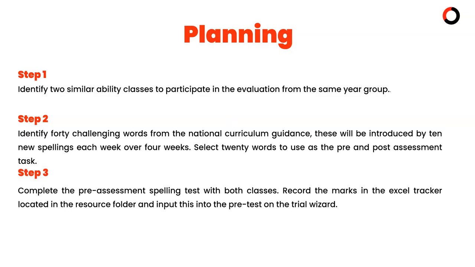Step 3. Complete the pre-assessment spelling test with both classes. Record the marks in the Excel tracker and then input these into the pre-test on the trial wizard. As you're using class level data, it's always best to have the other class teacher read out the scores while you input these into the platform.